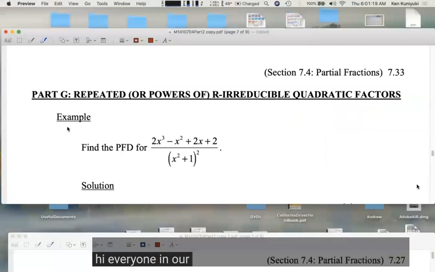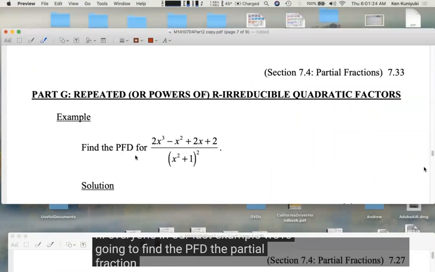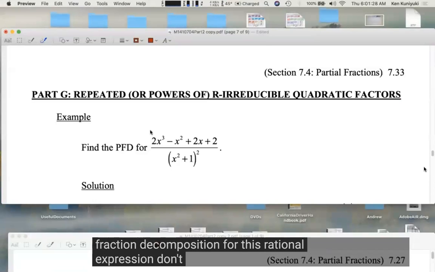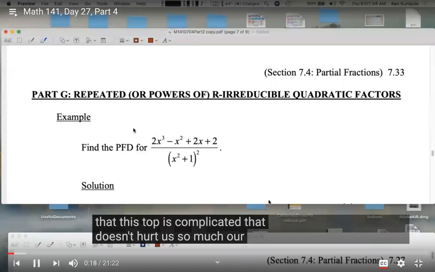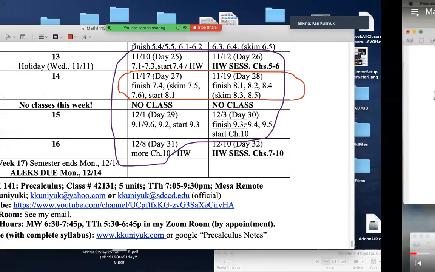Hi, everyone. In our last example, we're going to find the PFD, the partial fraction decomposition, for this rational expression. Don't worry about the fact that this top is complicated. That doesn't hurt us so much. Our first question is actually, folks, you know what? This video is going to last 21 minutes. I say, let's take a break now.